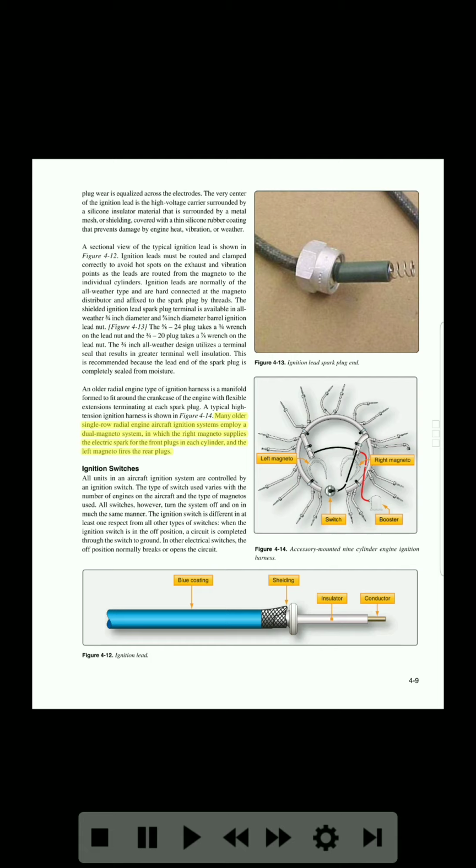Many older single-row radial engine aircraft ignition systems employ a dual magneto system, in which the right magneto supplies the electric spark for the front plugs in each cylinder, and the left magneto fires the rear plugs.